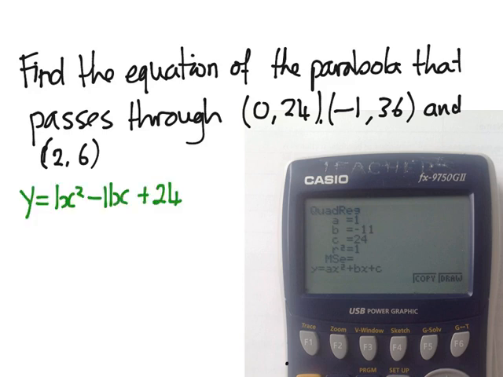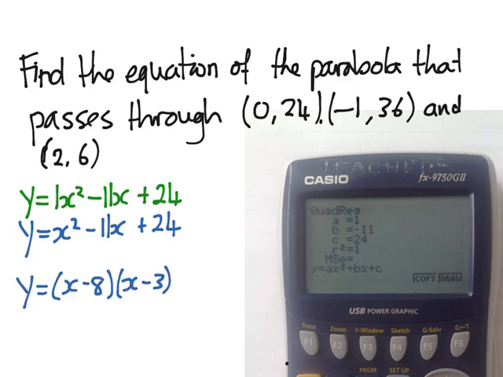And of course that simplifies to x squared minus 11x plus 24 and factorizes to (x minus 8)(x minus 3), the last step being optional.